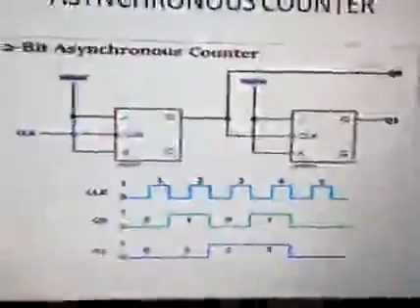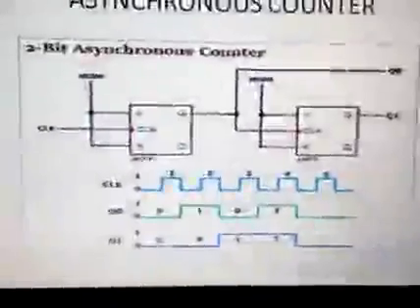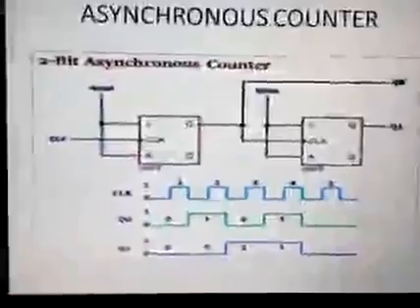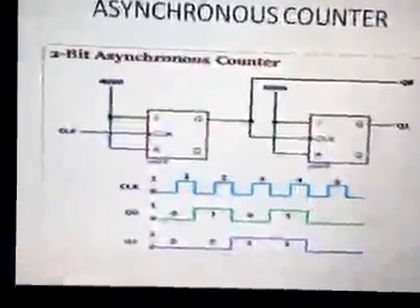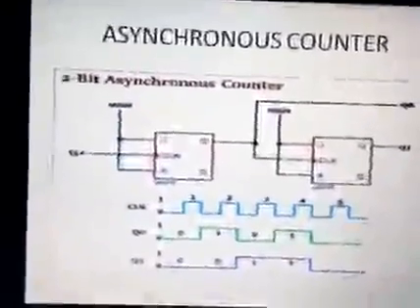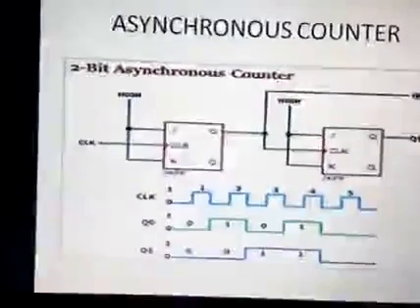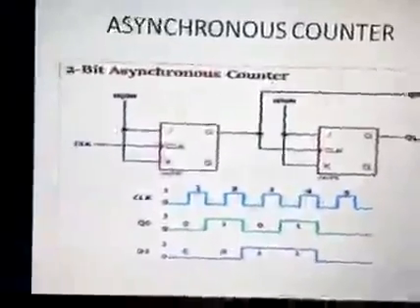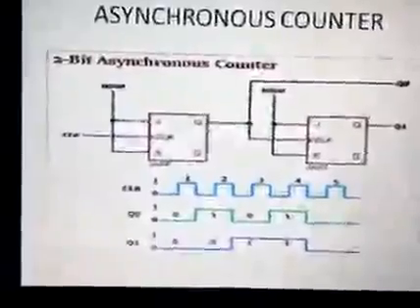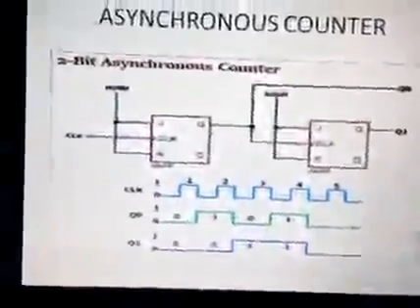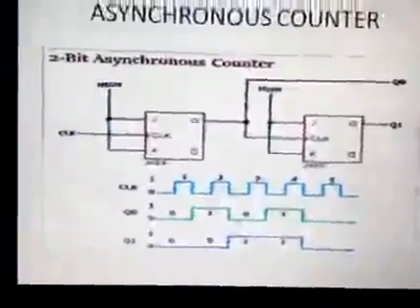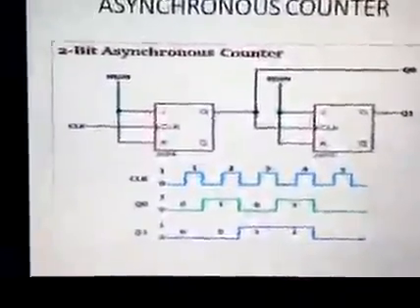So let us discuss the 2-bit asynchronous counter, which counts on the basis of 2 to the power n, where n is the number of flip-flops we use. Here 2-bit means 2 flip-flops, and the maximum possible count is 2 to the power 2, which is 4, starting from 00, 01, 10 and 11.